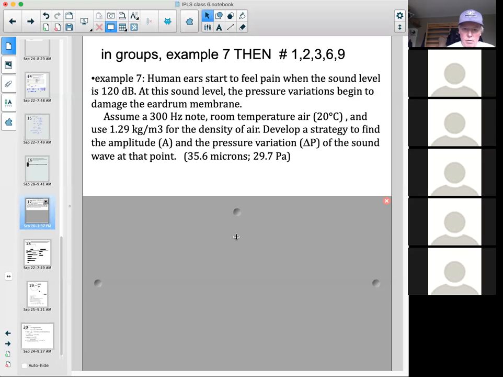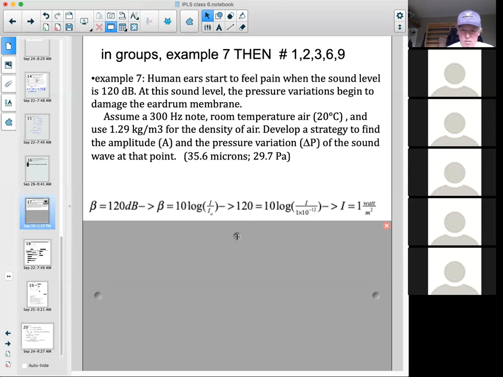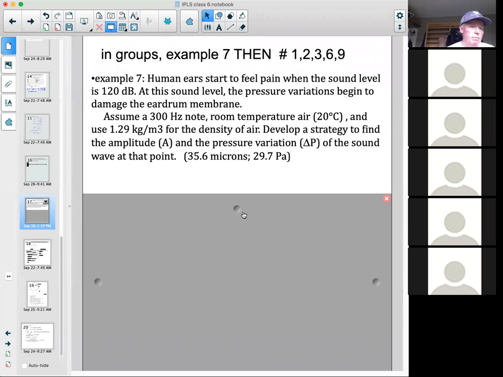All right, so let's see how you're doing here. In this case, you're given the sound level is 120. So that's beta. And from beta, when you substitute in 120, you can work backwards and find the intensity. Now the math should just give you an answer of 1 there. I'll bring that back down a little later, but that's just one of the first things you're going to need to do.